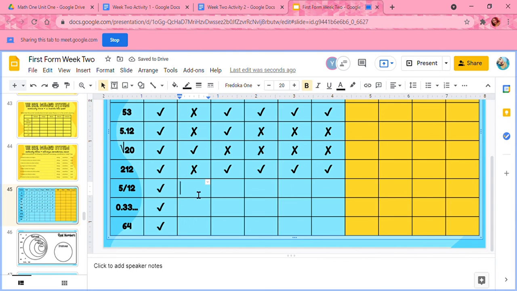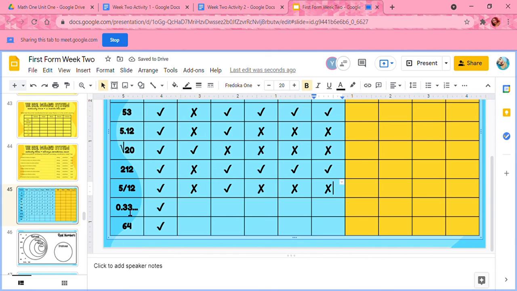5 over 12. Is 5 over 12 irrational? No, miss. Very good. Is it rational? Yes, miss. Is it an integer? No, miss. Is it a whole number? No, miss. Is it a counting number? No, miss. Very good.